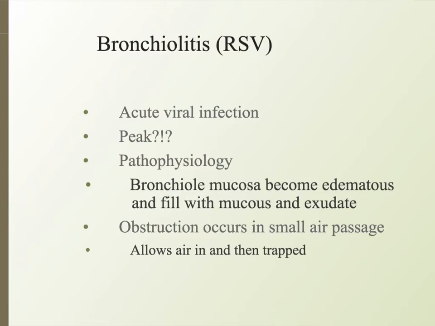What is going on with RSV is that the bronchial mucosa becomes very edematous, and then it fills up with mucus and exudates. Because once again of that narrow airway, these kids are at high risk for obstruction due to this edema. And so the air gets trapped, and they end up with hyperinflation, atelectasis, which is that air trapping in the distal area, and they get kind of emphysema-like.